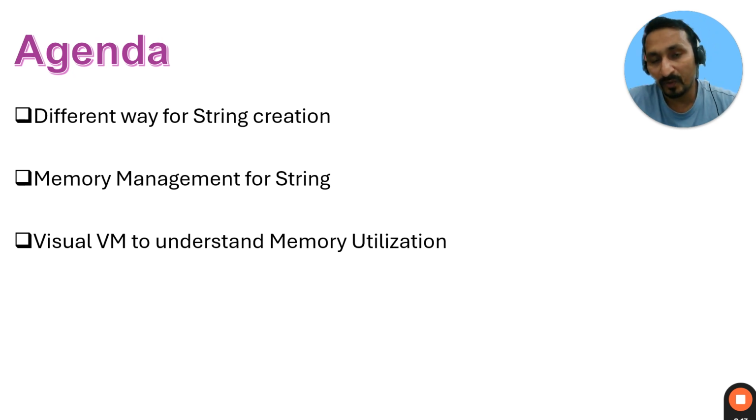So from today onwards, we are going to open a new series where we are going to discuss Java interview related questions and answers. So today's agenda is about string, understanding the different ways we can create a string, what the memory management for a string is, and how we can view the memory footprint of the JVM using different tools. VisualVM is one of the tools. We are going to see it. Okay, so let's go ahead and get started.